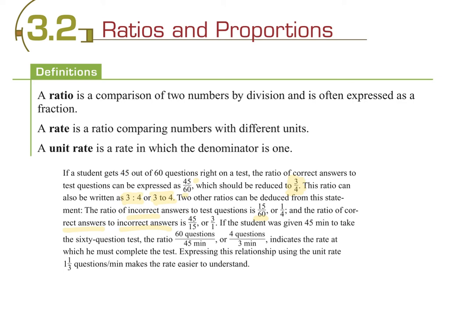And then they said, how long did it take you to take it? Well, if a student was given 45 minutes to take the 60 questions, the initial rate here is 60 questions to 45 minutes. Or you could reduce it, 4 questions every 3 minutes. If they wanted a unit rate, they would divide that 4 by 3. So 1 1/3 questions per 1 minute, per minute. So they just took the 4 and divided it by the 3, 1 1/3. All right. And so you can take that same information and produce it different ways depending on what they're asking for. So let's look at example 1.